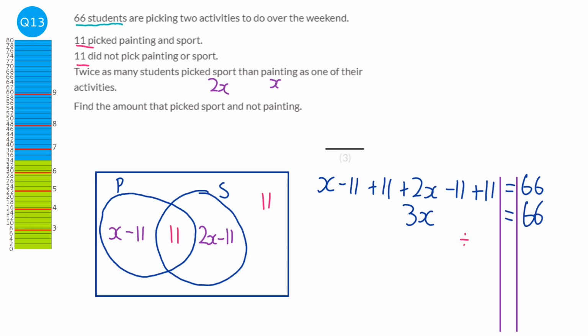We're going to divide that by 3 both sides. So we've got X equals 22. So if we go back to our Venn diagram now, we can fill in the blanks. So instead of X minus 11 there, we've got 22 take away 11, which is just 11. Instead of 2X minus 11 there, we've got 22 times 2, which is 44, take away 11, which will be 33. So it says, find the amount that picked sport and not painting, which is this 33 here.